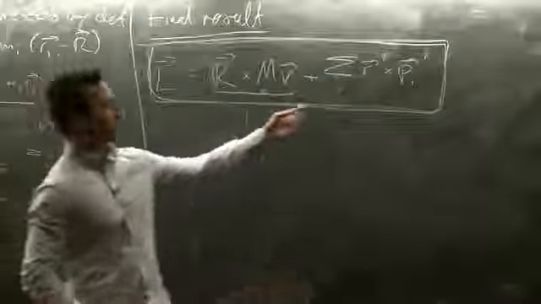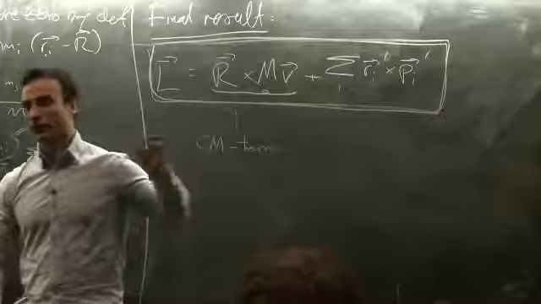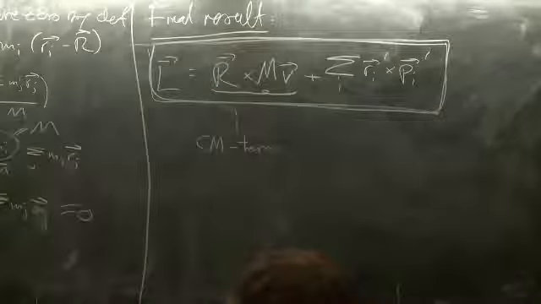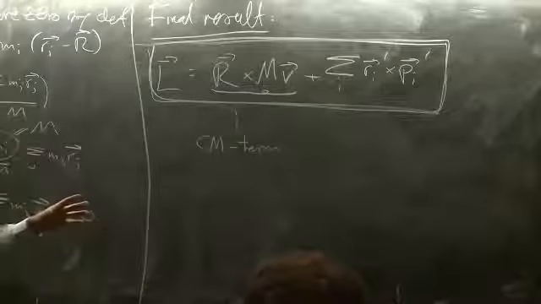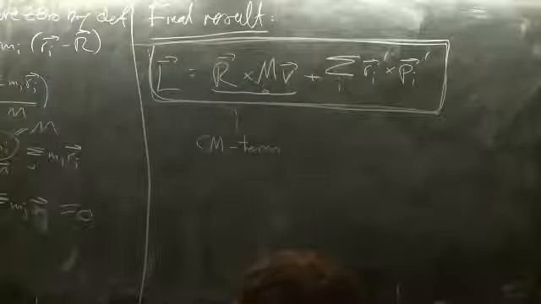Now what about the second term? Well, we see that it only involves relative vectors. It involves the relative position of particle I relative to the center of mass, and the momentum of particle I relative to the center of mass.